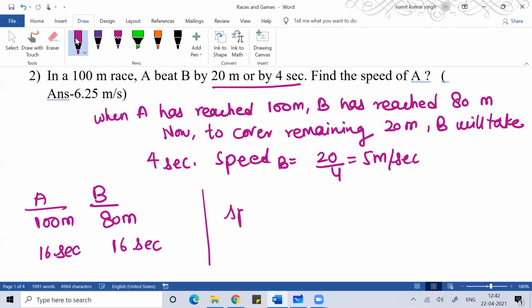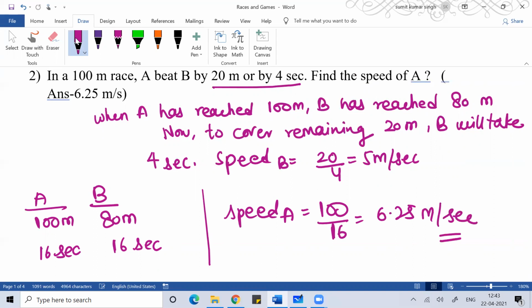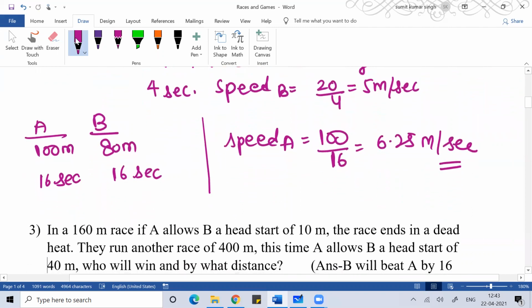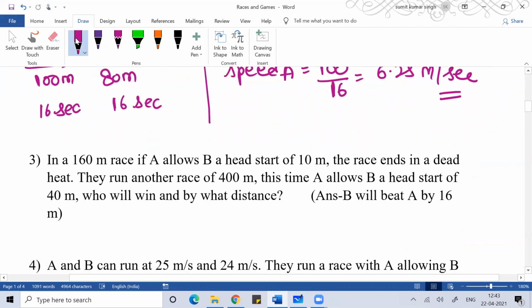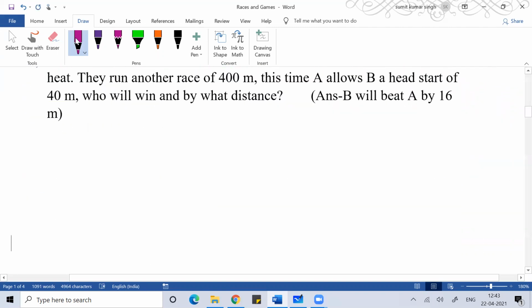So what is the speed of A? This can help me find the speed of A. Speed is equal to distance by time, so 100 by 16, or 6.25 meters per second. Then we can do the other problem. Like you can see this problem, question number three.